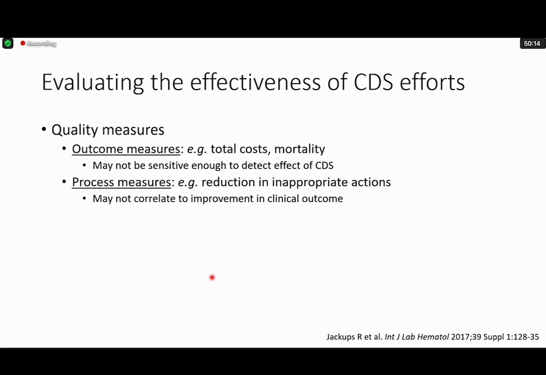Process measures are looking at how people respond or how the process has changed. So if you give them an alert, are they listening to the alert? That is, of course, much more direct, focused on the intervention, this one alert or CDS intervention. But it doesn't necessarily correlate to improvement in clinical outcome. So what you really need are both of these. You need to do a mix of measuring both outcome and process measures to prove that your interventions are doing something good.